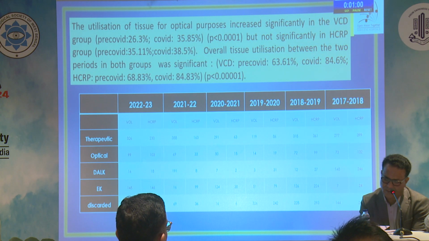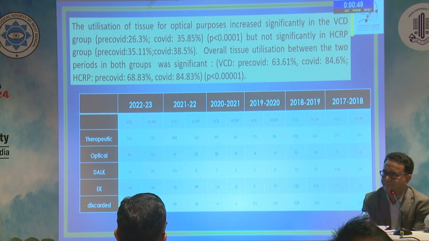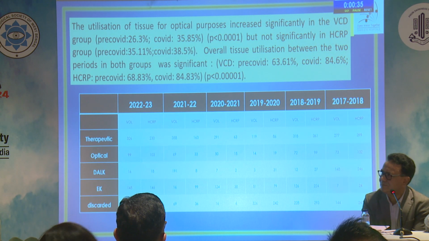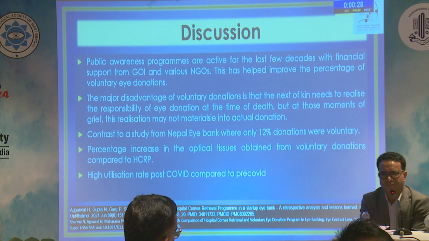The utilization of tissue for optical purposes increased significantly in the voluntary donation, 26.3% in the pre-COVID versus 35% in the COVID group, but no such significant increase was seen in the HCRP group. The tissue utilization between the two groups was significant, with 84.6% utilization in the voluntary group and 84.3% in the HCRP group. The comparison between pre and post-COVID independently in the voluntary and HCRP categories was significant.